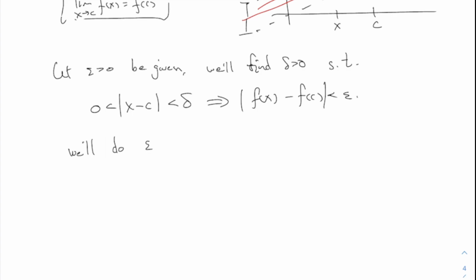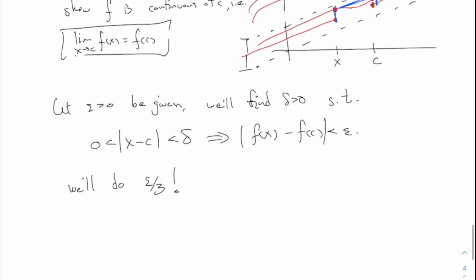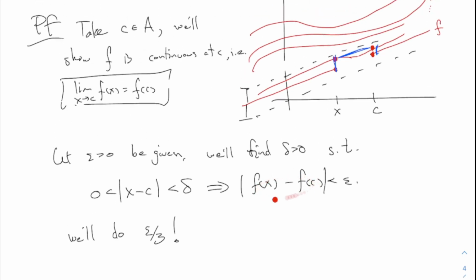We'll do epsilon over 3. What I'm going to do is split this thing into three pieces according to these three things here. So I'm going to write f of x minus f of c as f of x. On my picture, f of x is close to this point on one of these curves. I'll say fn of x.